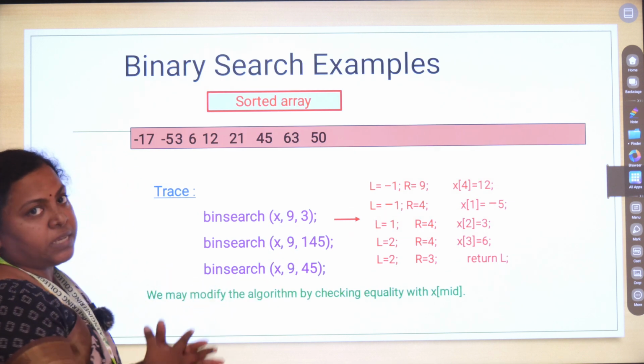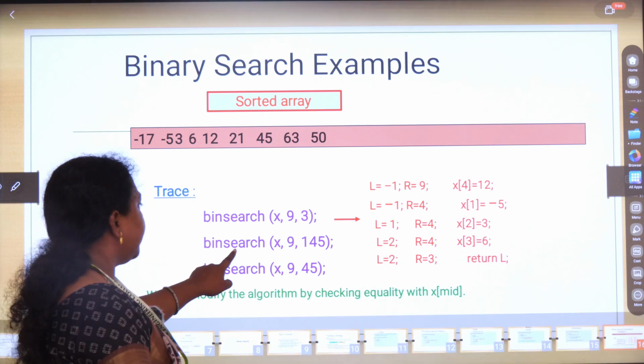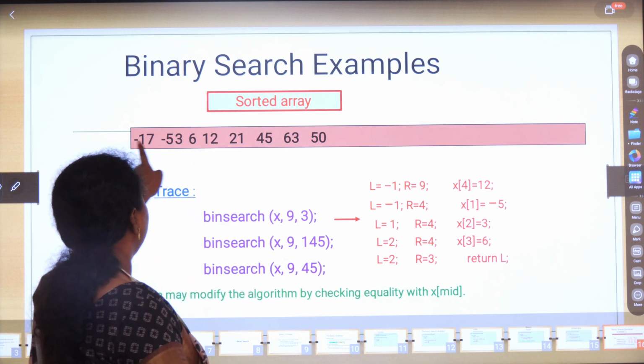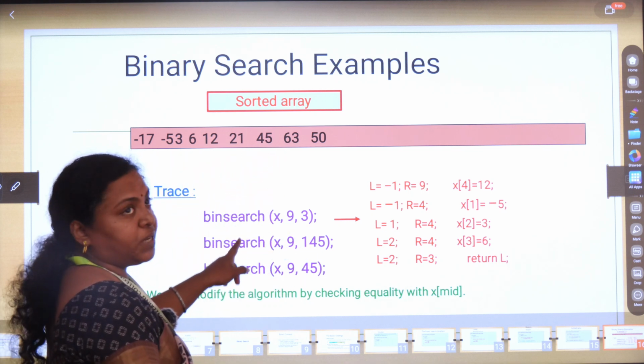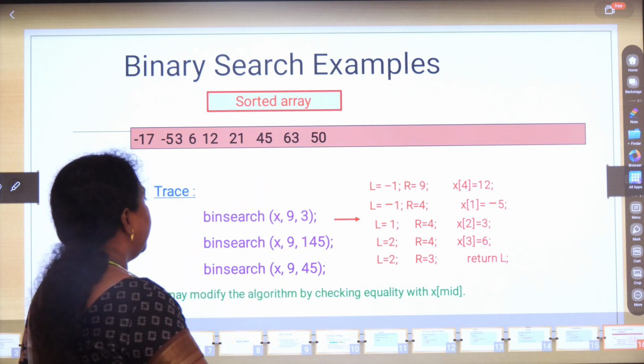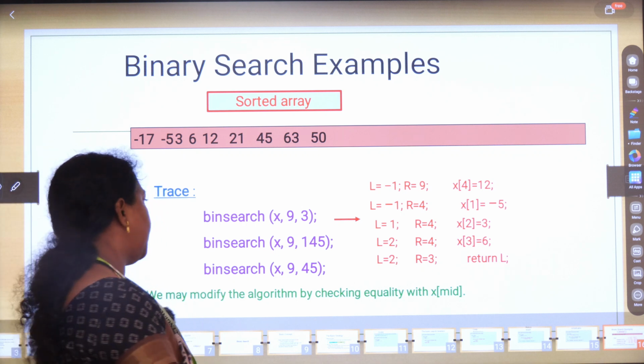Now for the binary search example, we'll see what happens in this array with an example. Second case, binary search of x9 145 is also not present here. We have 21 and 45. It is totally different one. Here in this case also we'll get the value as -1.